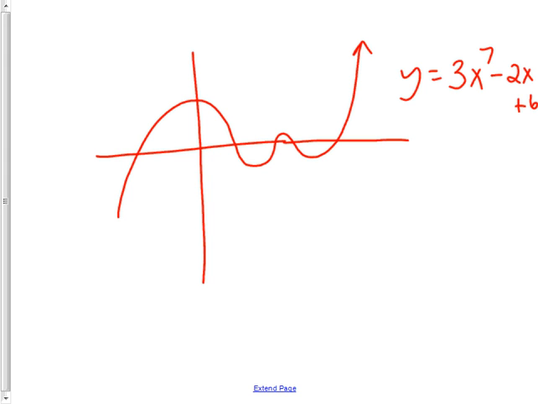Now, could it be right? Yeah, because it's positive in front, which means it's going up here. It's got an odd degree, which means it's going in opposite directions. So could it be right or not? That could be right now that I've added this +6 in it.